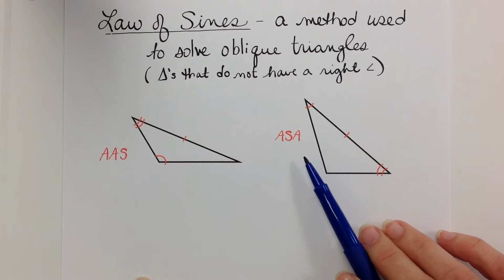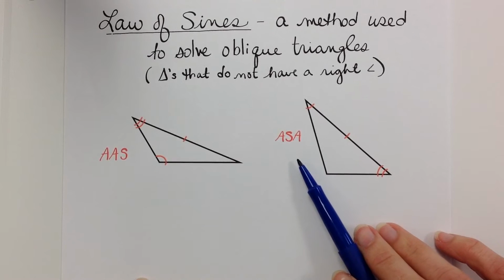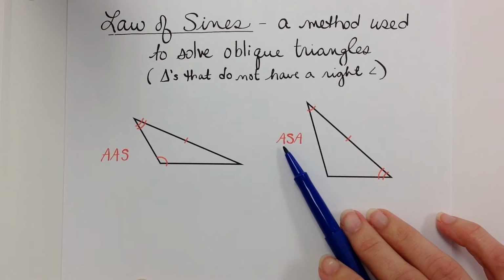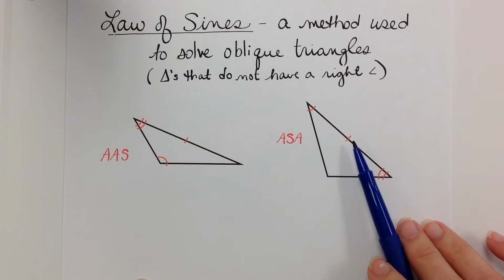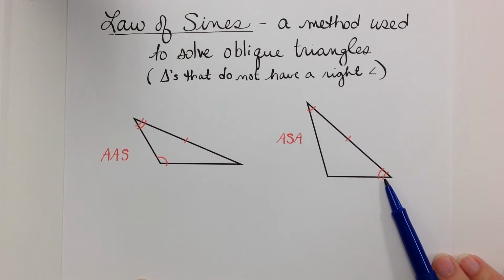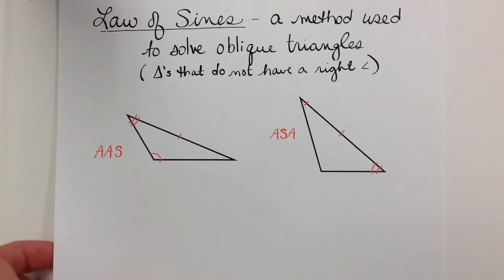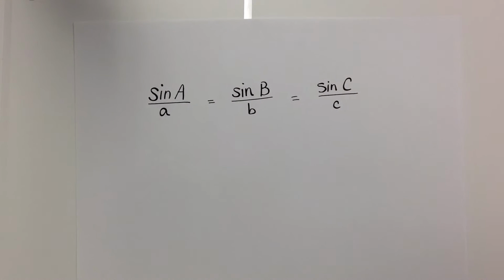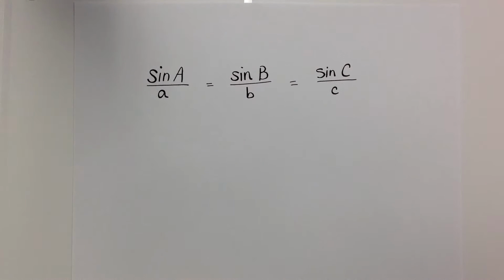The other situation that will work for law of sines is if you're given angle, side, angle. So you would have to have the side that's immediately between these two angles, for instance, in order to use law of sines.